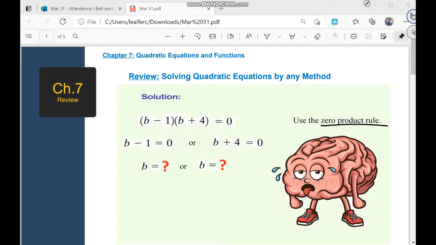So, for this one, b minus 1 equals 0, or b plus 4 equals 0. What is the final answer? What are the numbers missing here on the question mark? Can you help me? I will call a couple of students to help me out. Let me select from the list.